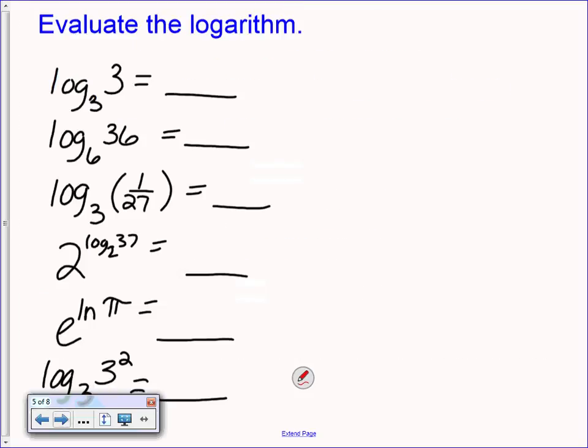All right, let's look at some examples. You want to be able to evaluate logarithms without using a calculator. So again, you can think of the basic properties we just talked about, or just think of raising the base to an exponent, okay? So if you look at the first one, log base 3 of 3, well, that would equal 1, okay? Because 3 to the first power is equal to 3.